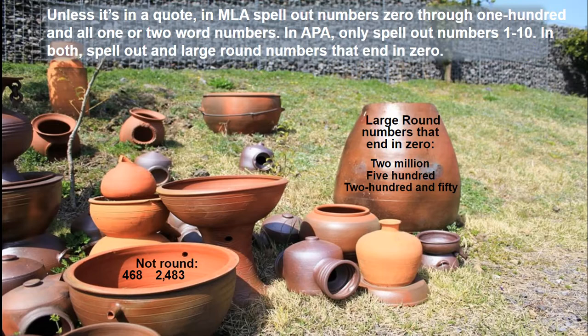In both, you're going to spell out large round numbers and numbers that end in 0. For example, 2,000,000, 500, 250. You wouldn't spell out 468, 2,483. So just remember, if it's big numbers like this and they're round or they end in zeros, go ahead and spell them out no matter what.